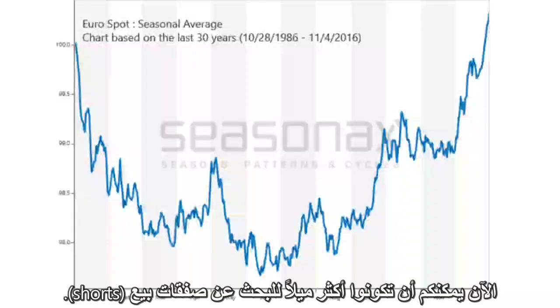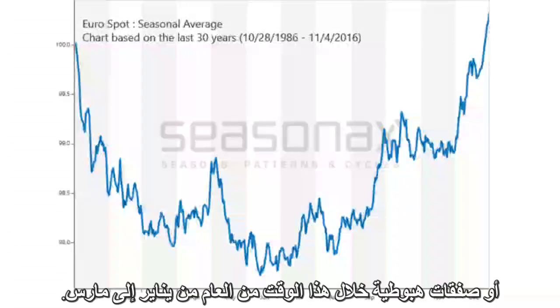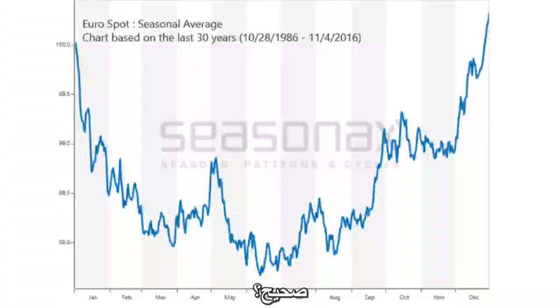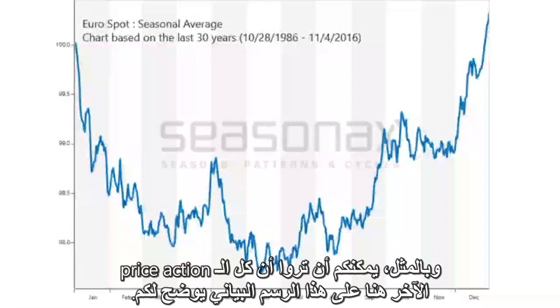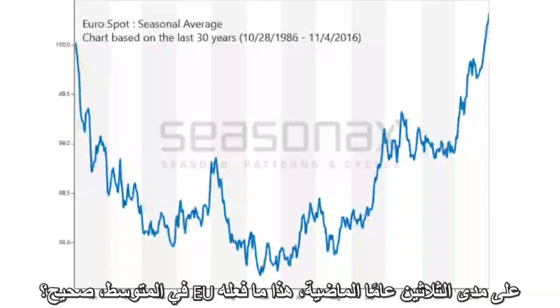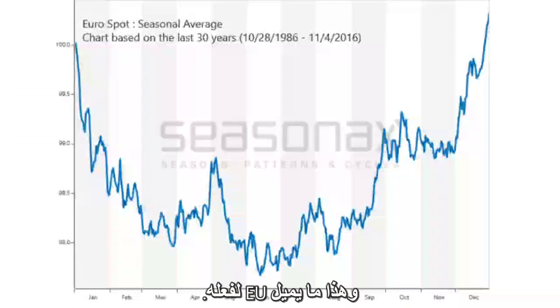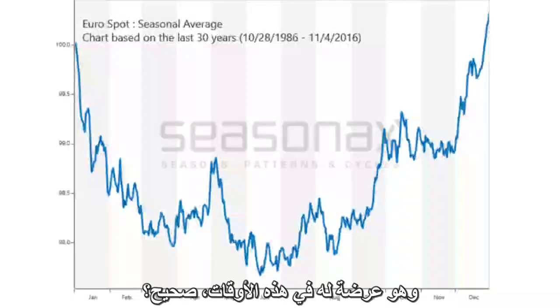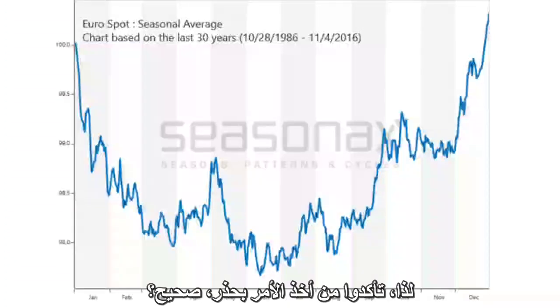So now you can see you can be more inclined to look for shorts or bearish trades during this time of the year, from January to March. This is how you use it. Similarly, all of this other price action right here on this chart is telling us that historically over the last 30 years, that is what EUR has done on average. And this is what EUR is inclined and prone to do at these times. So make sure to take it with a pinch of salt. Remember.